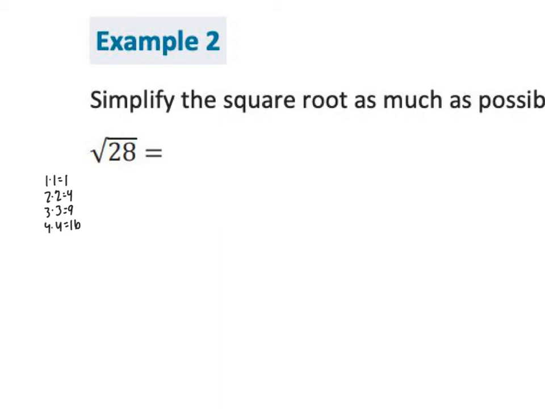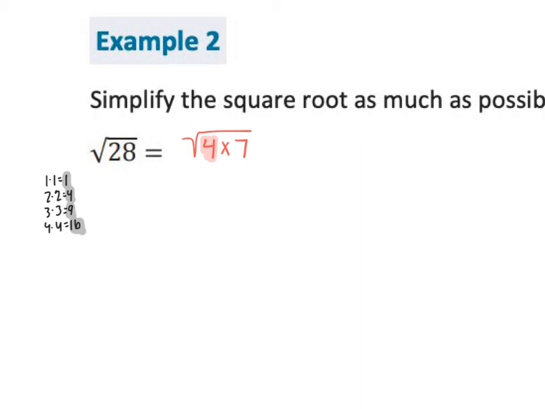So do any of these numbers go into 28? Because I'm trying to break this up. Yeah, they do. 4 does. 4 times 7 equals 28. Okay? So I've broken it down. The square root of 28 is the same as the square root of 4 times 7, because 4 times 7 is 28. Okay? From there, I'm looking at this 4, because it's a perfect square.